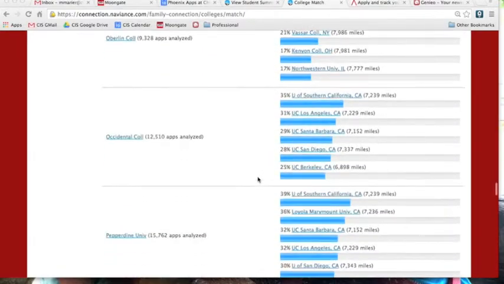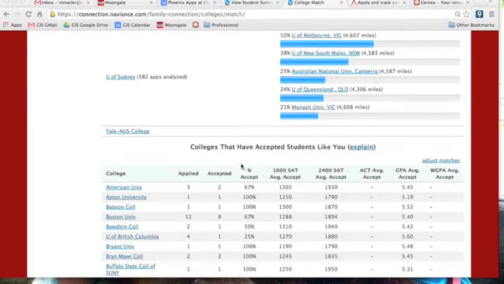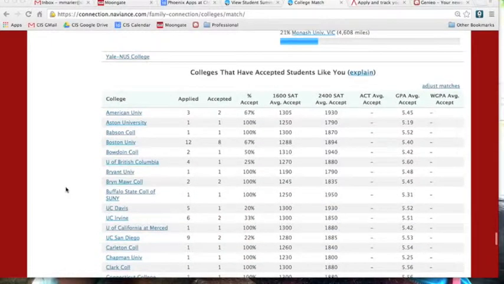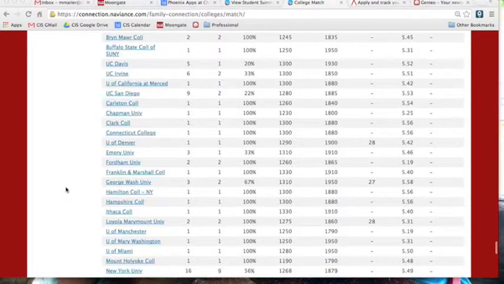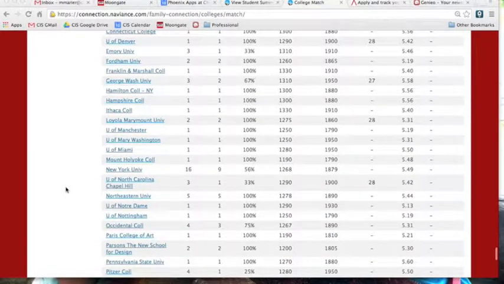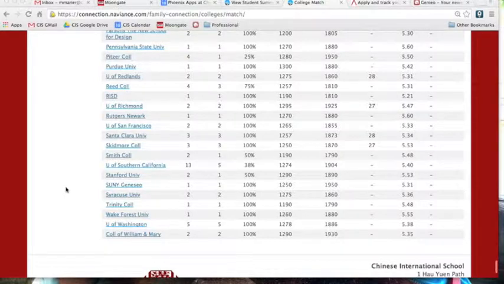Another function on this College Match page is at the bottom, where it says colleges that have accepted students like you. Again, this is Naviance provided data. It looks at our students' GPA and SAT scores and compares them to other students who have applied to institutions and been successful. And it generates this list of possible schools that a student might consider that might have a higher possibility for acceptance. So again, this is a great place for students who are still in the early parts of their search process to go here and take a look at some of the schools.